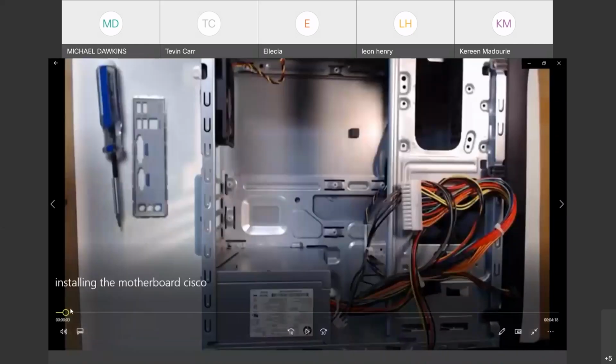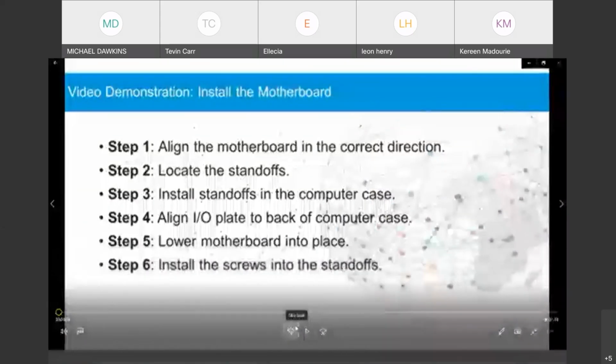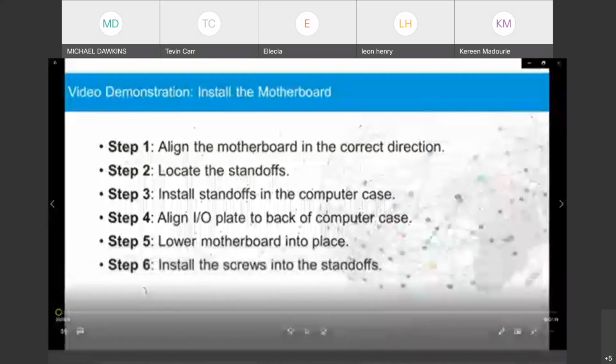All right, so we're going to start. Here we go. We looked at installing the power supply already, and now we're going to look at installing the motherboard, and then we're going to look at a video which is installing the CPU. So we have done the power supply, and we're going to do the motherboard, and we're going to move on to the CPU.